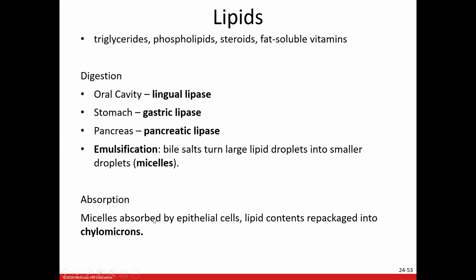So when those micelles are ultimately absorbed across the small intestine, those lipids, whether they be triglycerides, phospholipids, steroids, whatever, are going to be repackaged into what's called a chylomicron. And these are basically just protein packaging of the fatty tissue or of the fatty acids.